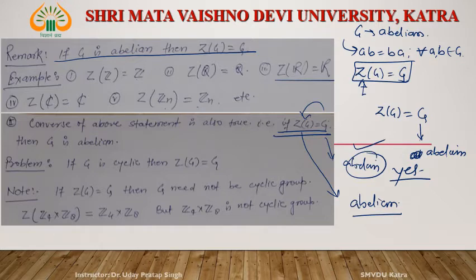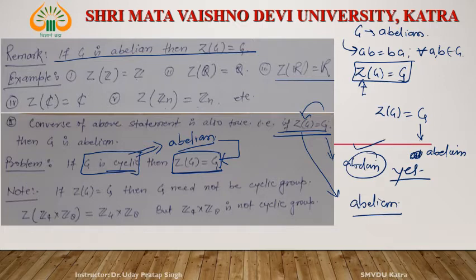If G is cyclic, then does Z(G) equal G? Yes. If G is cyclic, then we know that every cyclic group is an abelian group, and every abelian group satisfies this law, Z(G) equals G. Hence if G is cyclic, then Z(G) equals G also. Now, if Z(G) equals G, then G need not be cyclic. If Z(G) equals G, then G is abelian.